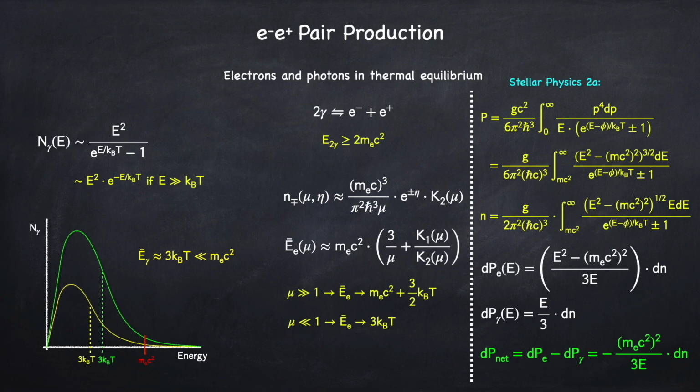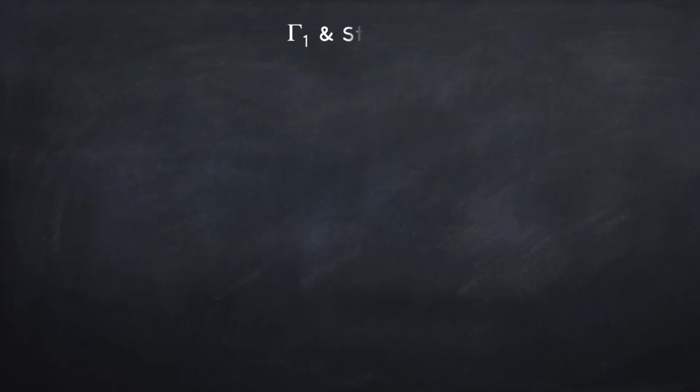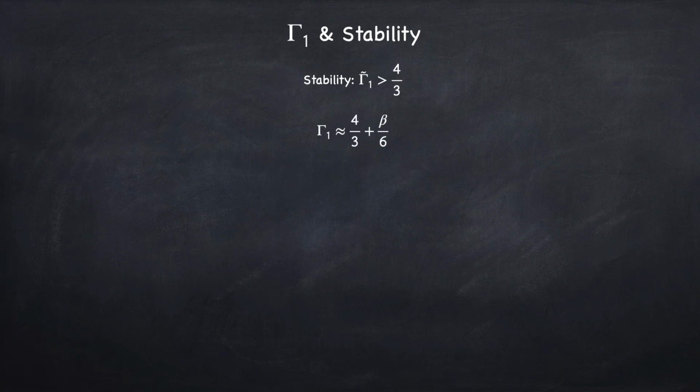That's a nice qualitative picture of what's going on, but we still have this issue that stability is governed by the adiabatic index. Originally, we had this expression for gamma 1 being 4/3 plus a little bit, but as we said, this ignores the effects of electron-positron pair production. So this expression doesn't actually hold if electron-positron pair production is significant. So what is gamma 1 if you account for pair production?